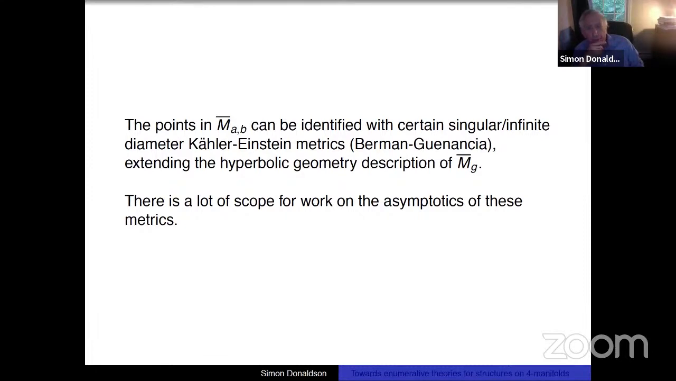So it's well known that the Deligne-Mumford compactification has another description in terms of finite volume hyperbolic metrics. There's an analog of that, which is at least partially developed, that the points in M bar (a,b) can be identified with certain singular Kähler-Einstein manifolds, which might have singularities at finite distance, like in the simplest case ADE singularities, but they might also have infinite diameter in the same fashion as the Riemann surface case. There's a deep theorem of Berman and Guenancia in this direction, but I think there's a lot of scope for understanding in more detail the geometry of these metrics in the compactification.